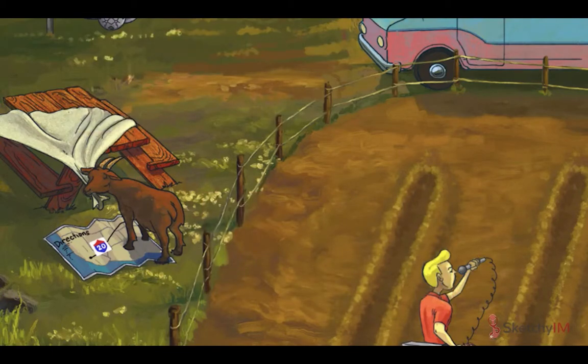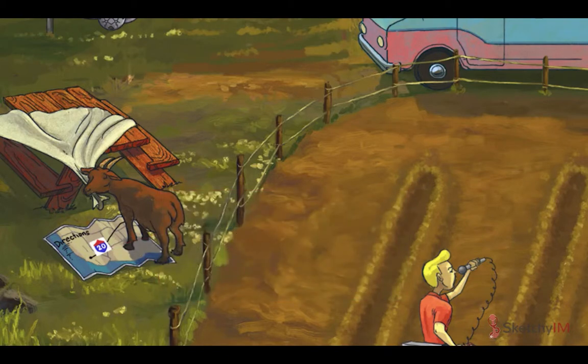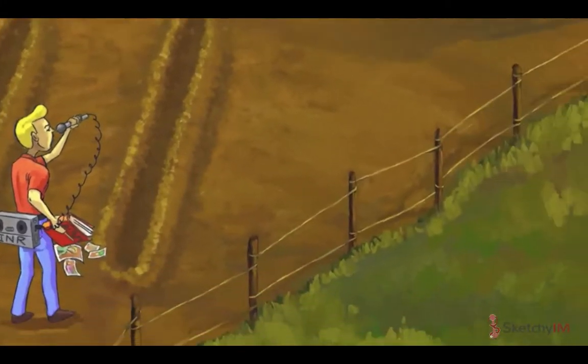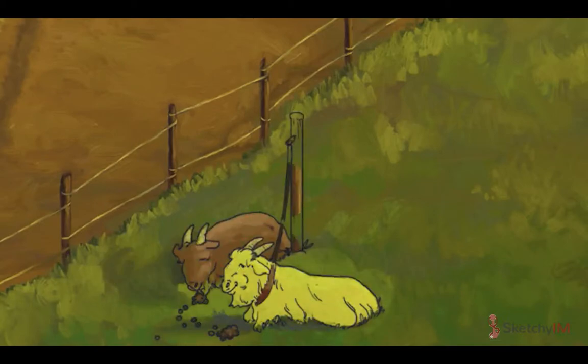As long as the direct is less than 20% of the total, you can assume that the bilirubin is predominantly unconjugated. Unconjugated hyperbilirubinemia is seen in conditions unrelated to the liver. For example, increased bilirubin production by hemolysis. But it can also be produced by liver disorders that impair bilirubin uptake or conjugation. More on that later. The second pattern is, well, conjugated hyperbilirubinemia.